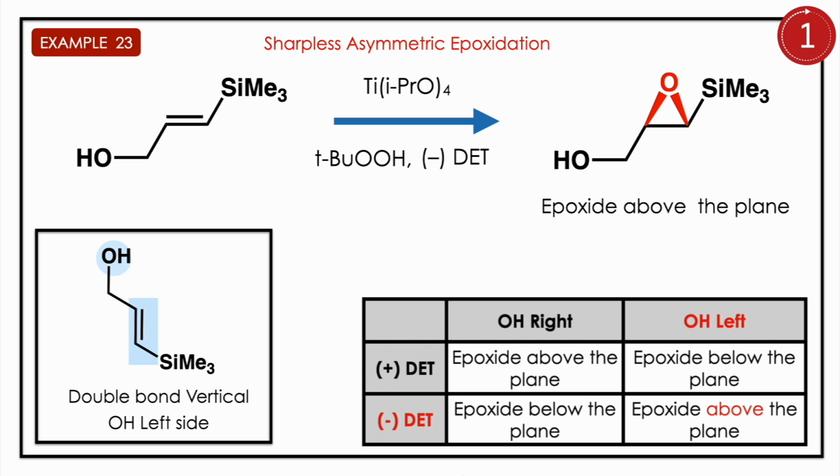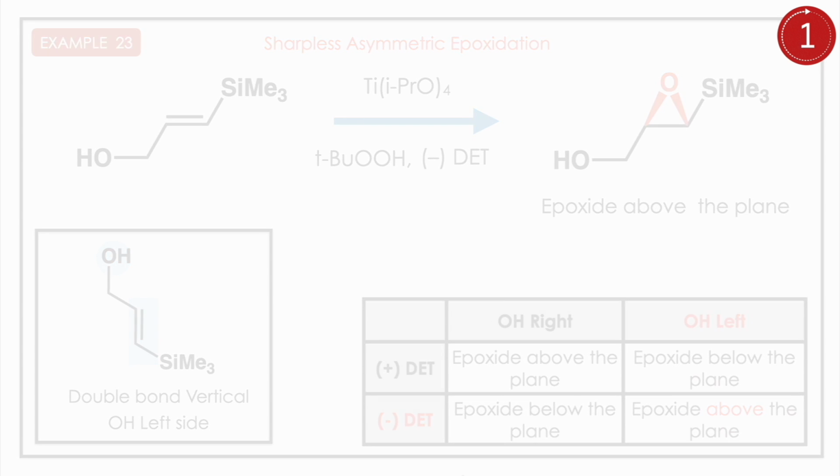OH is on the left side, meaning above the plane epoxidation. So draw the oxygen above the plane, that is your final product. The concept you have to learn here is that other functional groups like silicon don't interfere with Sharpless asymmetric epoxidation.